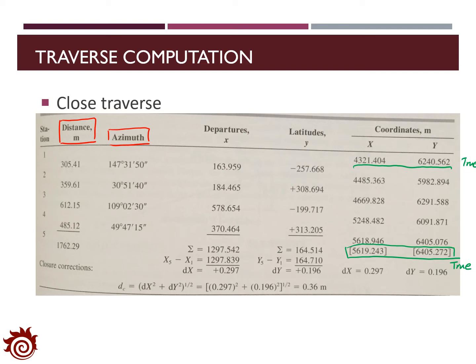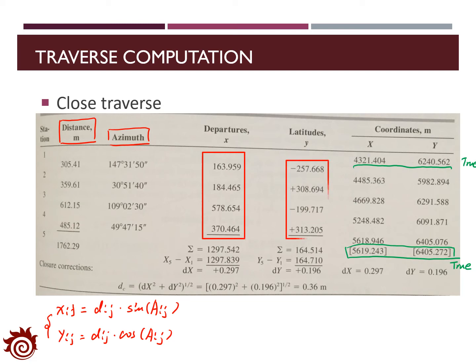With that, we need to call the equations x_ij equal to d_ij times sine a_ij. d_ij here is the distance from the point i to j, and a_ij is the azimuth of the line ij. We also have the equation for latitude, y_ij equal to d_ij times cosine a_ij. With that, we can find out the departure and the latitude of all the 4 lines.